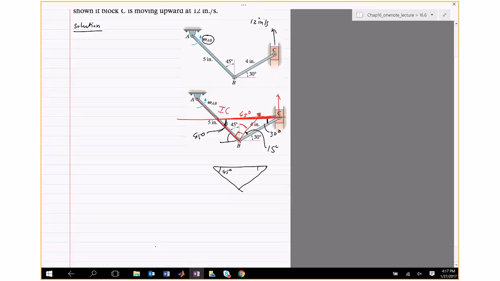45, 30, and 90, 105 degrees. So the sum is 180 degrees. Okay, so this is IC, this is C, this is B, and we also know that 4 is the length of link BC. Now there's one property about triangles: if you know one side and 3 angles, then you should be able to find all the sides of the triangle using what is known as the sine rule.